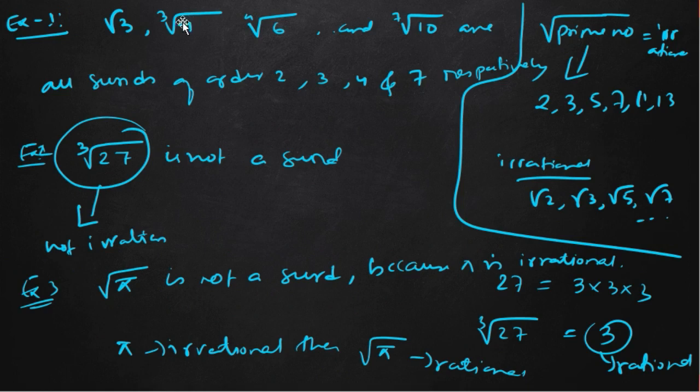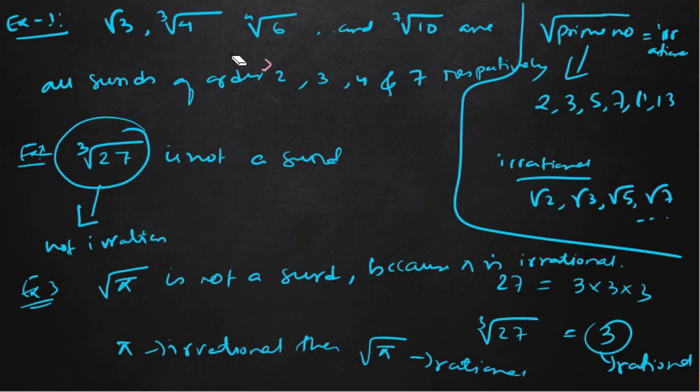It is clearly mentioned there, and you can see it here on the screen too. Root 3: our 3 is rational and root 3 is irrational, so root 3 will be a surd and its order will be 2. Fine, because here it is written as 2. Again, next one is the cube root of 4.